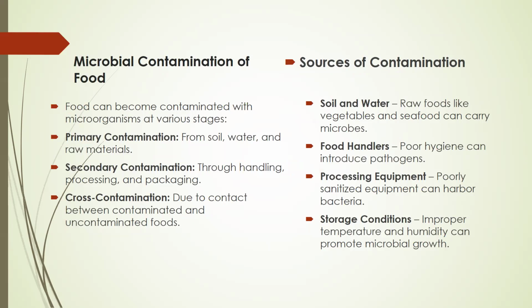So let's look at the microbial contamination of food and sources of contamination, which we have looked at before anyway. So food can become contaminated with microorganisms at different stages. Primary contamination from soil, water, and raw material. Those are primary contamination. For example, the soil where people are urinating and defecating. If you decide to plant your lettuce and you cannot cook lettuce, so it's likely that that lettuce is already contaminated. Secondary contamination is through handling, processing, and packaging.